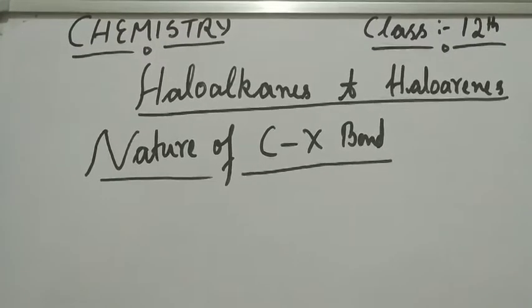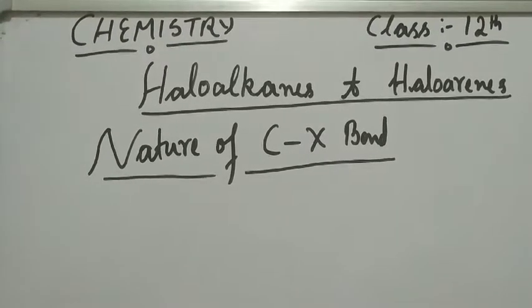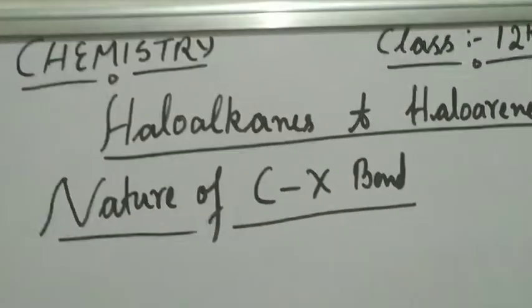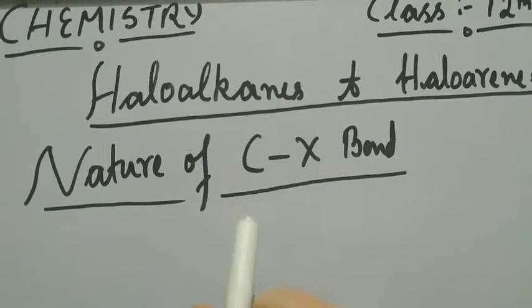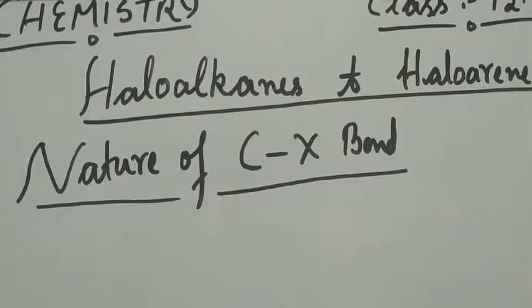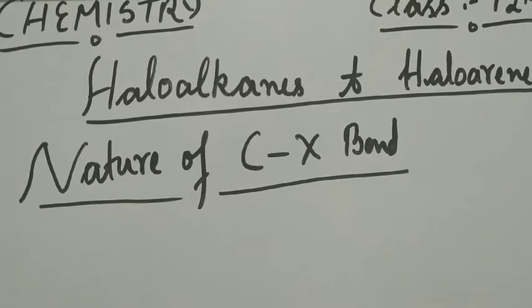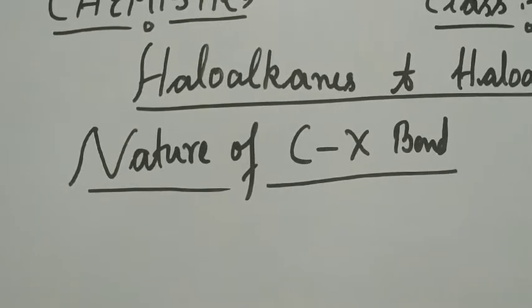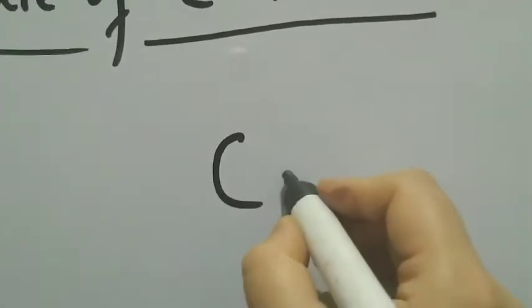Our today's topic is the nature of the C-X bond, right? We are studying haloalkanes and haloarenes, and in both these classes of organic compounds, we'll have a bond between a carbon atom and an X atom. X is the halogen atom: chlorine, fluorine, bromine, or iodine. Let's today study and try to understand what is the nature of this C-X bond, right? If we have to represent this bond, it will be represented like this.